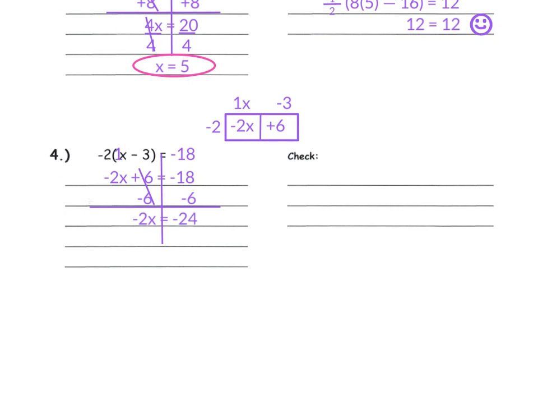So then the negative 2 is still connected to the x with multiplication. The opposite of that would be to divide. So then on the left side, negative 2x divided by negative 2, anything divided by itself is 1. So negative 2 divided by negative 2 will cancel, and I'll be left with my x. And then negative 24 divided by negative 2 is a positive 12. So my answer here is x equals 12.